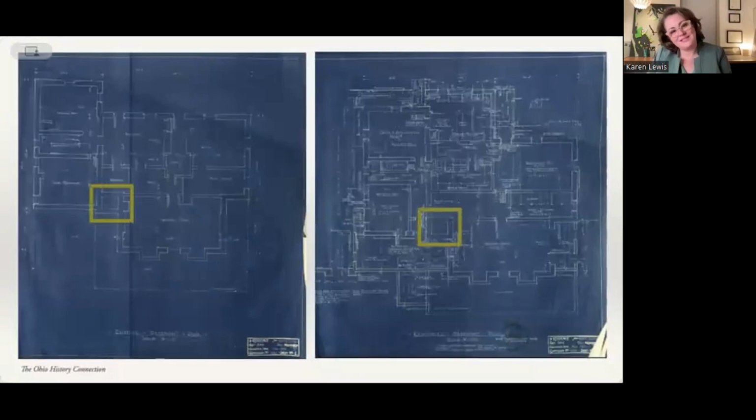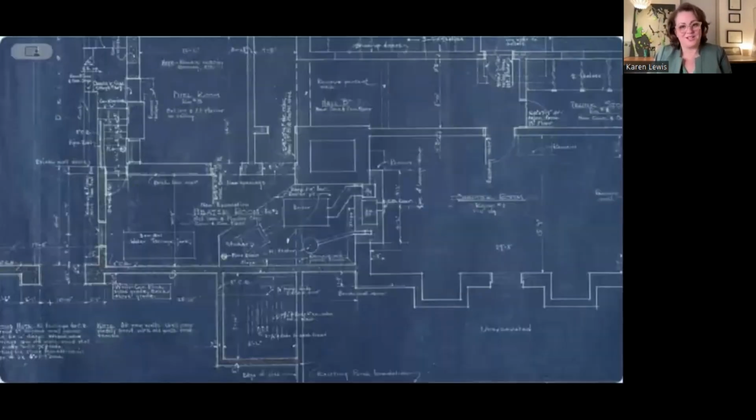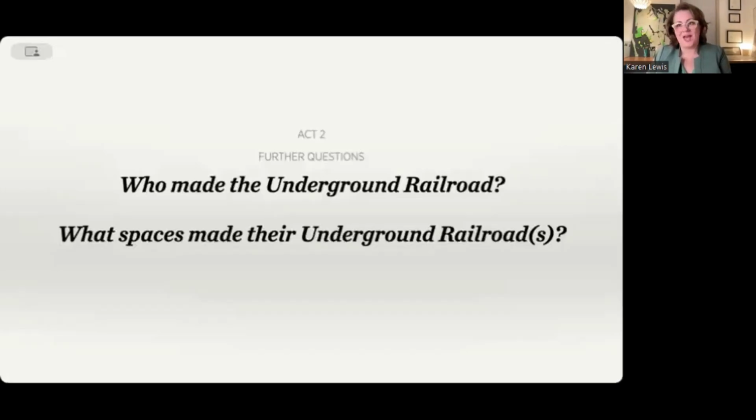And so everybody's talking about this as a non-architectural space, but it's actually a very important space in the structuring of the foundations. And it was built not as a part of the Underground Railroad, but if anything, as a part of the chimney.